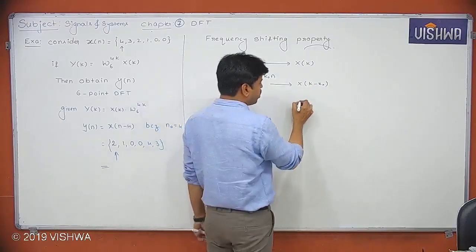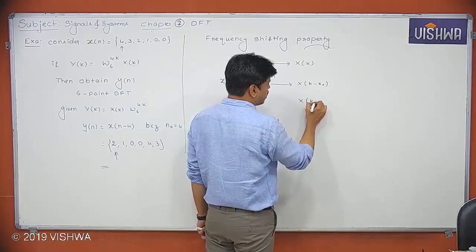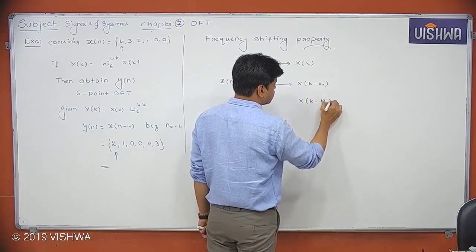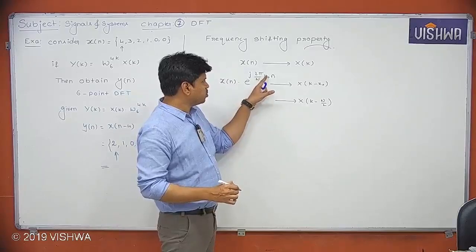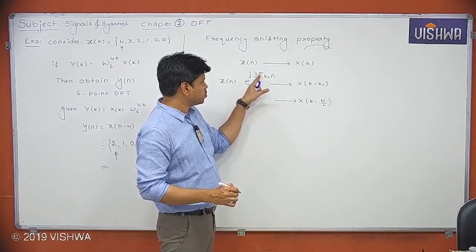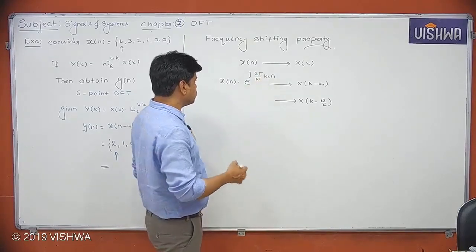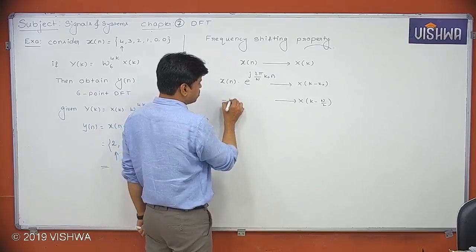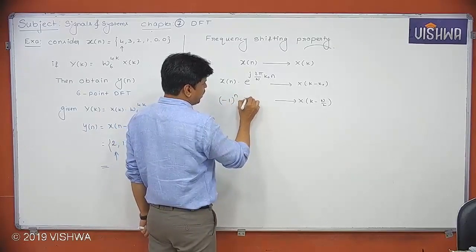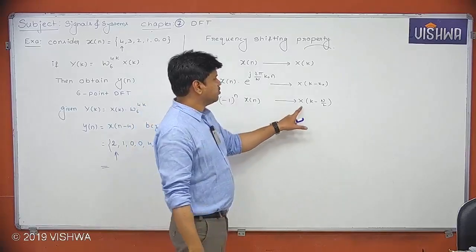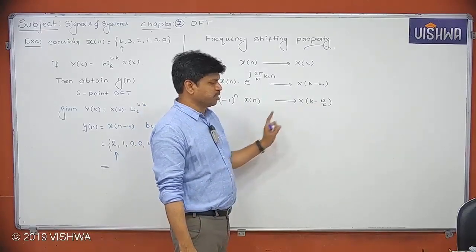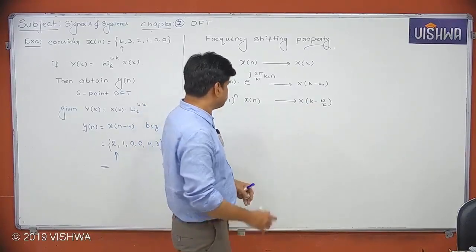Next, suppose I want to get x of k minus n by 2, half of the series. Here, if k naught is equal to n by 2, n gets cancelled, 2 gets cancelled, and we get e power j pi n, which is nothing but minus 1 whole power n, so minus 1 whole power n x of n. This has DFT x of k minus n by 2. Clear? Take it.